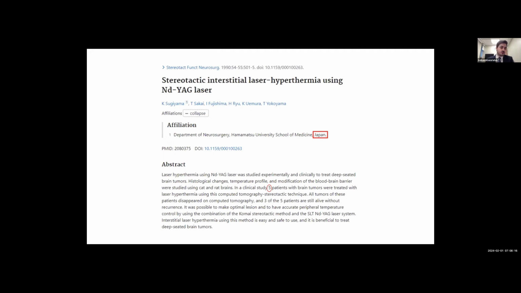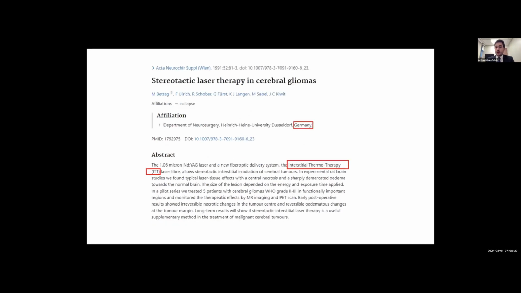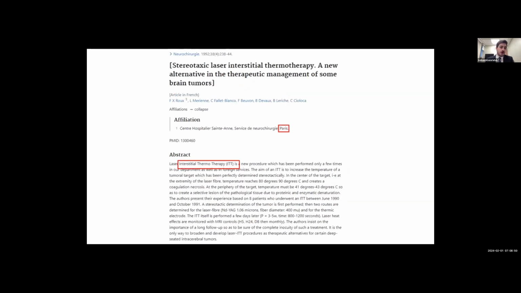So we see here the first paper that comes out of Japan, where they used laser hyperthermia on 5 patients. And interestingly, when laser started being developed here as well as in Austria, it was actually not called LIT. It was called ITT, interstitial thermal therapy. And then you can see across the world, different countries starting to use it. Not as much in the US yet, but you can see that YAG lasers are being used. You can see here another article coming out of Paris with the ITT and so forth.